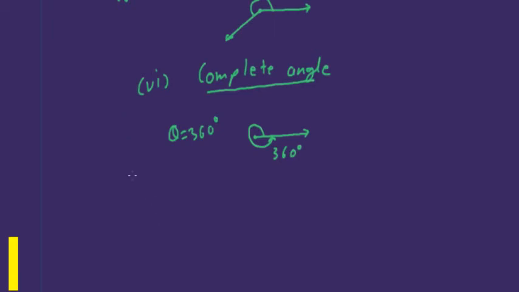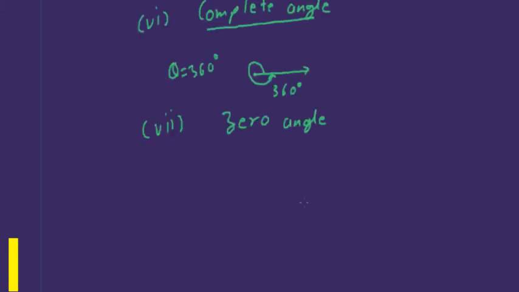After that complete angle we have a zero angle also. Zero angle means without any rotation. This is a ray, this is the initial position of the ray and this is also the final position of the ray. So here the angle is 0 degrees, or you can say theta is 0 degrees. When there is no rotation of the ray, then the angle is said to be a zero angle.